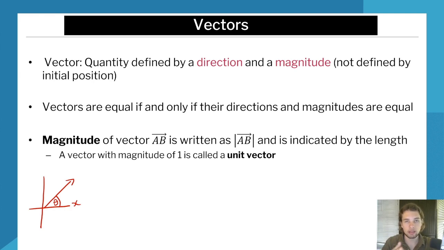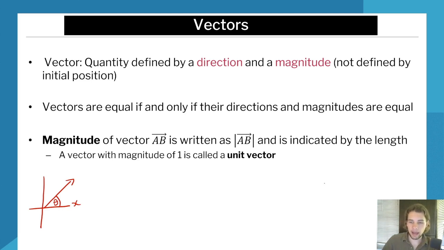Now, two vectors are equal, not based on their initial position. They don't have an initial position that actually defines them. You could place them somewhere if you wanted to, like with some geometric questions, but we would consider them equal to another vector if their directions and magnitudes are equal.